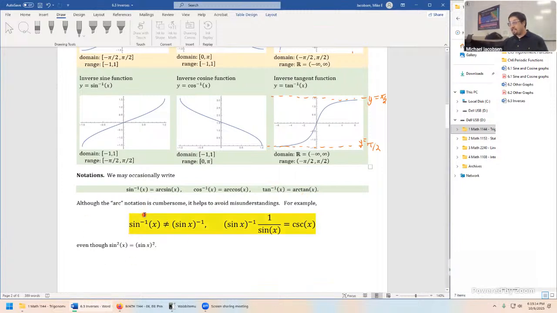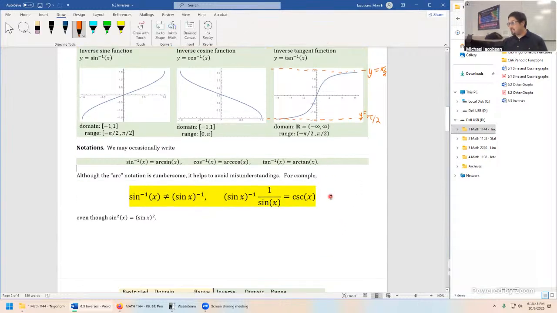Here's the warning again. Sine inverse this way is not the same as sine inverse this way. The position you put that power absolutely does matter. Sine to the negative one put in this position is just the cosecant function. And it seems odd because if it was power 2, these two have the same meaning. That's just because this is not a true exponent. It's just a way to say we're putting in an inverse function.